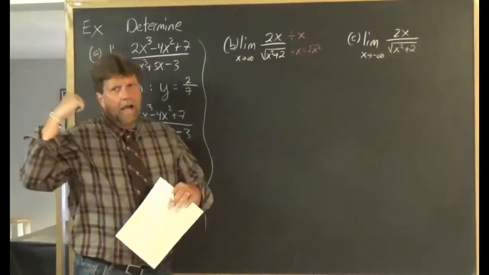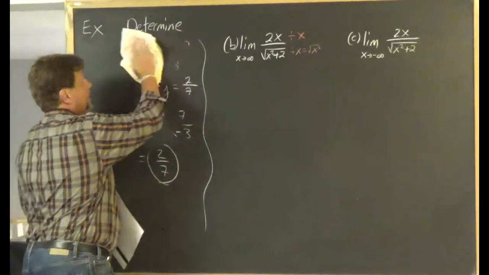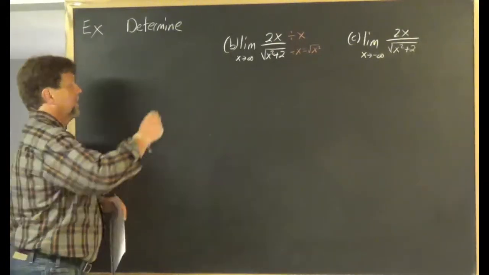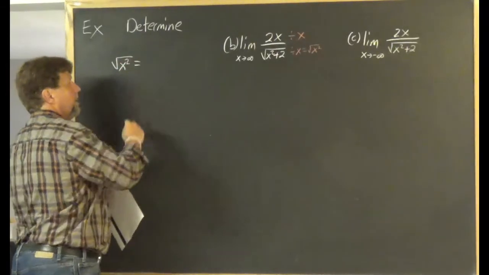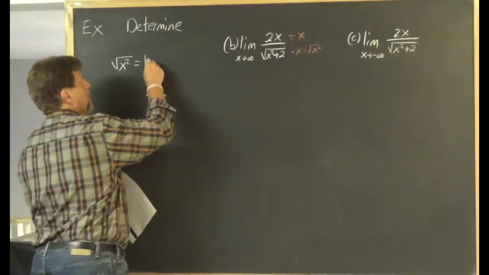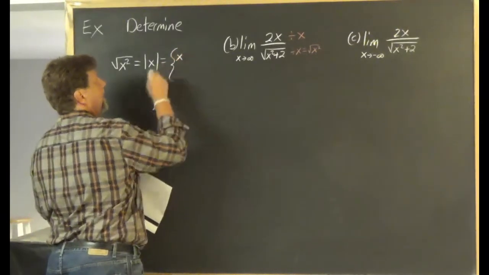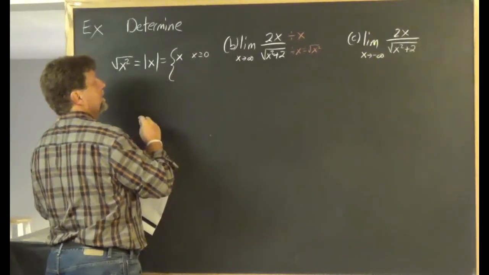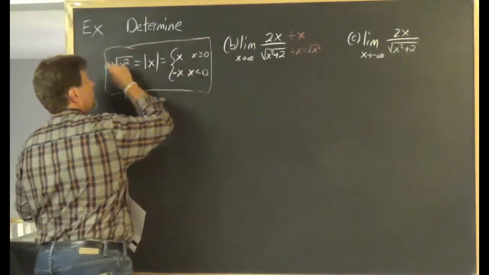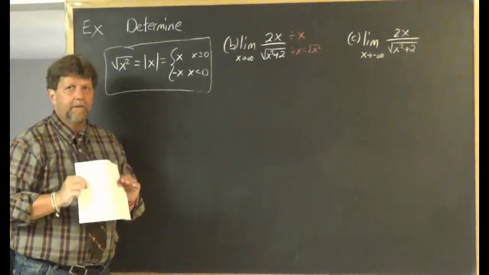Okay, so now I need to erase part A because there's something that we need to discuss. This too is something that keeps popping up throughout mathematics, and you have to have a handle on this definition. The square root of x squared does not equal x. The square root of x squared equals the absolute value of x. And absolute value of x is defined to be x if x is greater than or equal to 0, the opposite of x if x is less than 0. This has got to be remembered. The square root of x squared is the absolute value of x.